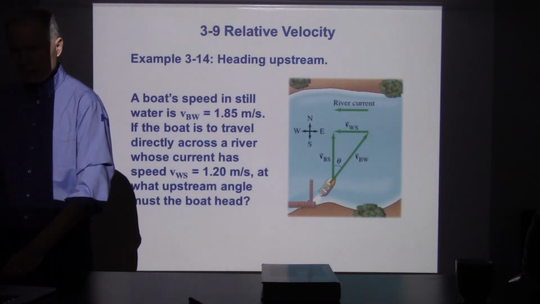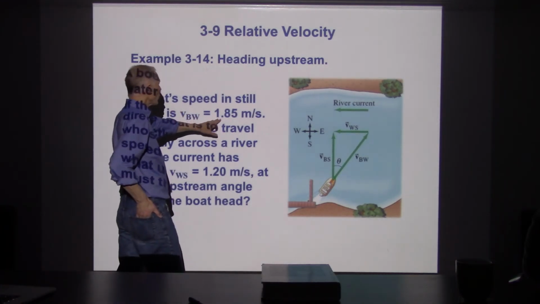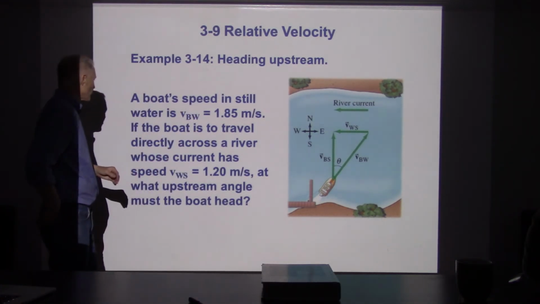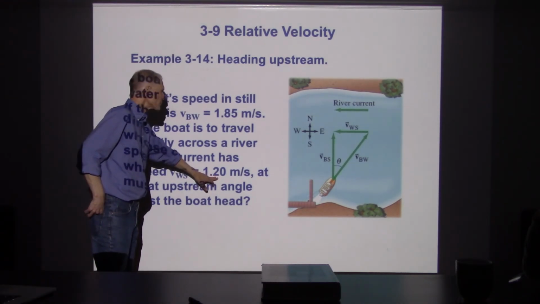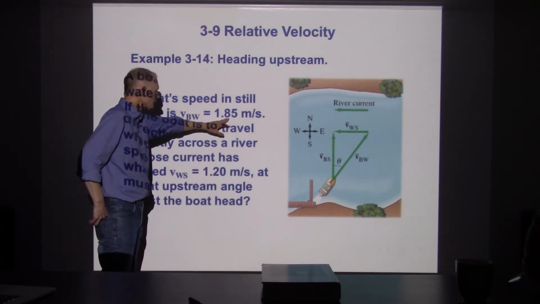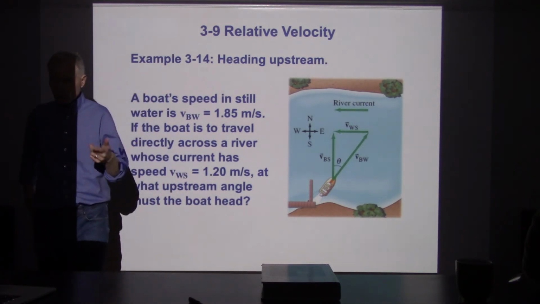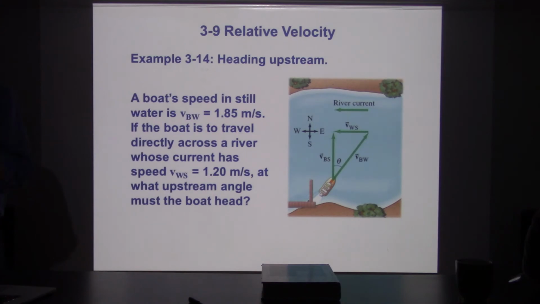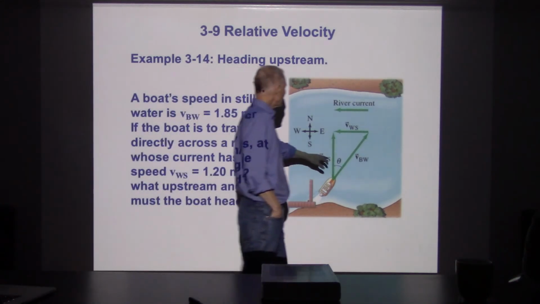Okay, so here's the idea. What we're going to do is angle the boat upstream a bit. The boat's speed in the water, we are told, is 1.85 meters per second. The speed of the current is 1.20, so I think it's doable. The 1.85 is bigger than the 1.20, so the boat's got enough speed that it can offset the current and still have some speed reserved to get across to the other side.